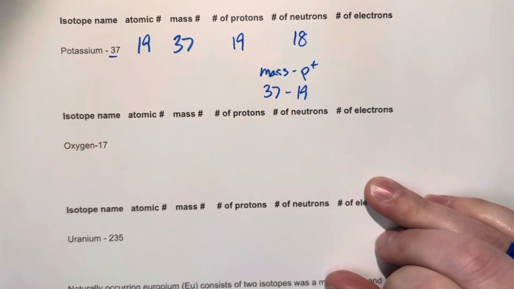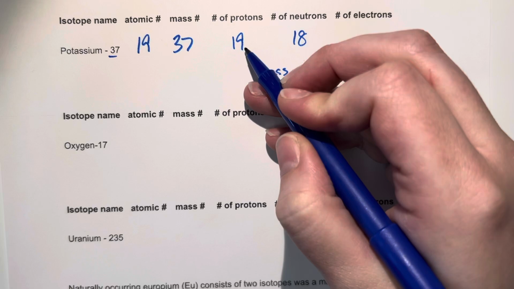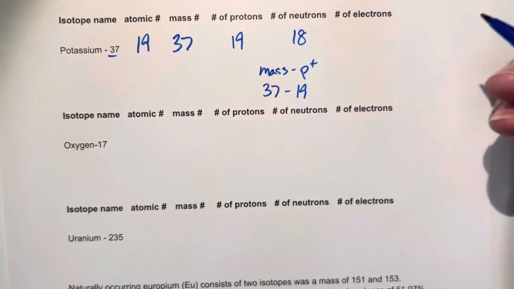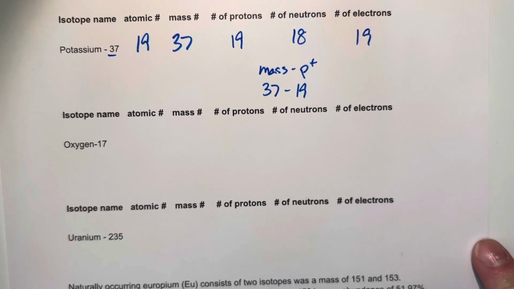And my number of electrons, I can assume that my number of electrons is going to be the same as my number of protons unless there is a charge stated. There is no charge stated. So I can say that it's the same as my number of protons, so 19.